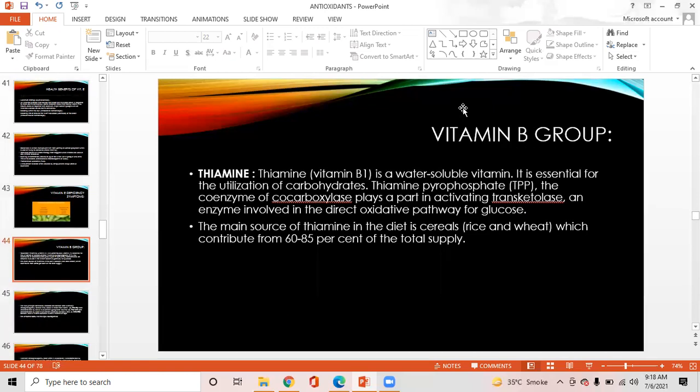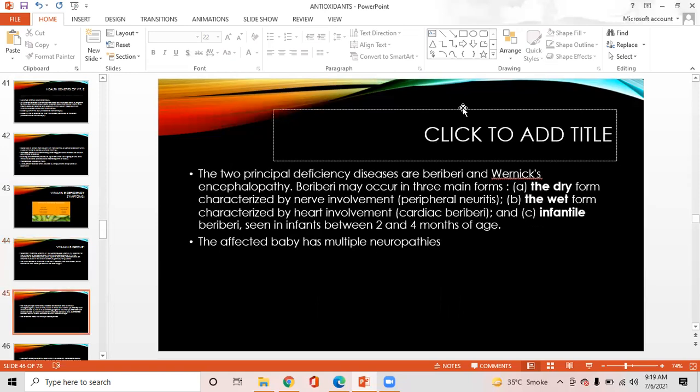Vitamin B group. Thiamine. Thiamine, vitamin B1, is a water-soluble vitamin. It is essential for the utilization of carbohydrates. Thiamine pyrophosphate, TPP, the coenzyme of carboxylase, plays a part in activating transketolase, an enzyme involved in the direct oxidative pathway for glucose. The main source of thiamine in the diet is cereals, rice, and wheat, which contribute from 60 to 85% of the total supply.